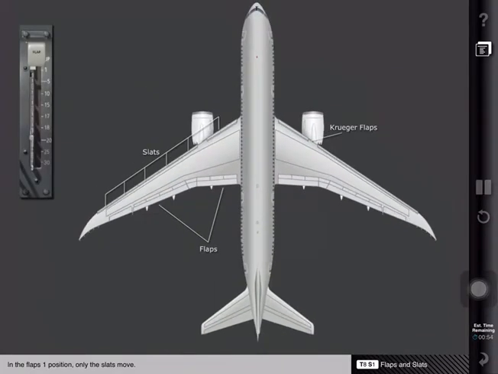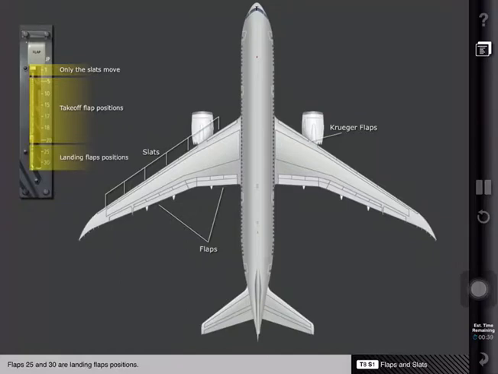In the flaps 1 position, only the slats move. Flaps 5, 10, 15, 17, 18, and 20 are takeoff flap positions. Flaps 25 and 30 are landing flap positions. Flaps 20 can also be used for some non-normal landing conditions.